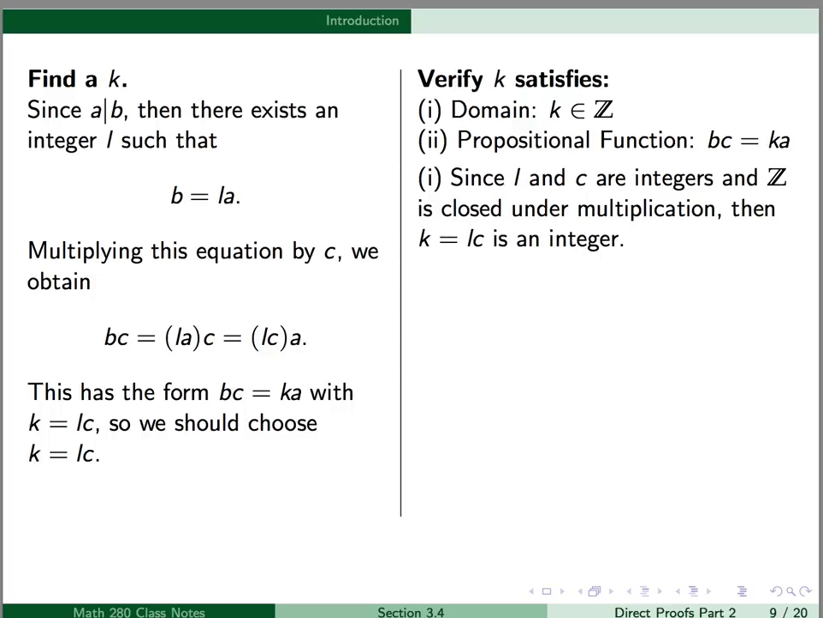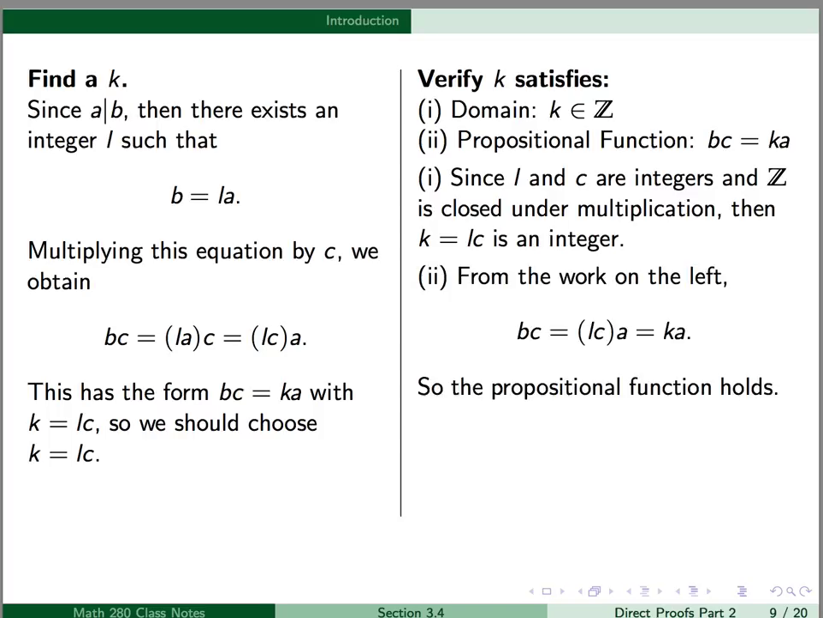We're now ready to go over to the right-hand column and check our domain. Since l and c are integers and Z is closed under multiplication, then we can say that k equal lc is an integer. And then from the work on our left, we can see that our propositional function holds. Okay, this proves the existential statement, and so therefore our conclusion, a divides bc, must be true.